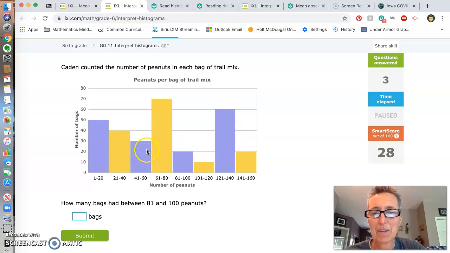All right, so this is the number of peanuts per bag of trail mix. And they ask how many bags had between 81 and 100 peanuts. So you go find that range, 81 to 100, and it looks like there are 20 bags. I'm not going to do that because I've used a lot of IXL questions, but I think you can handle these questions on histograms. By the way, it has nothing to do with history.